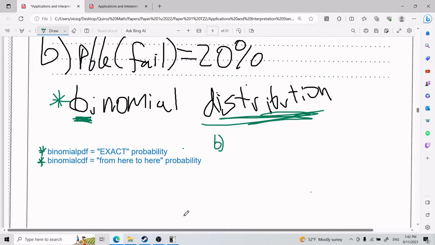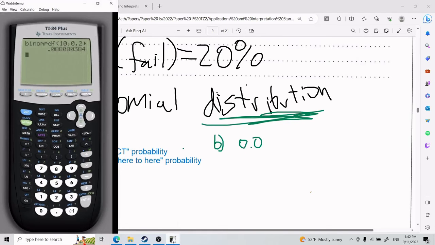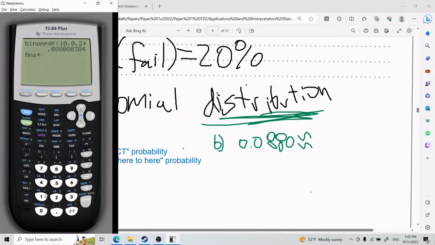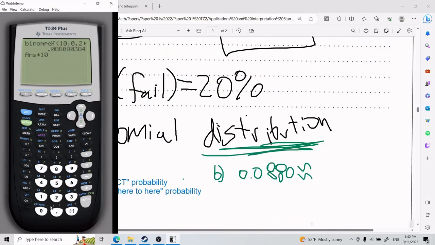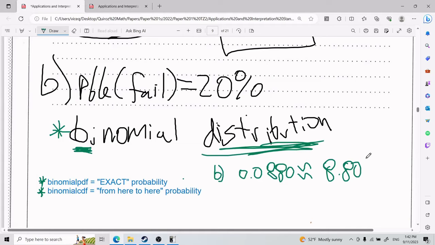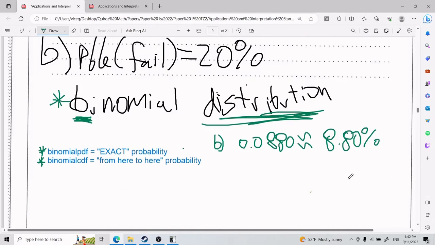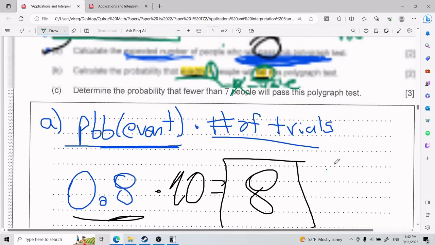I know it looks a little weird, but let's write it down. So for part B, our answer was 0.0880. Now, what is this in percent? You multiply it by 100, which gives you 8.80%. So the probability that exactly, not more, not less, exactly 4 people fail this polygraph test is around 8.8%. All right, that is for part B.